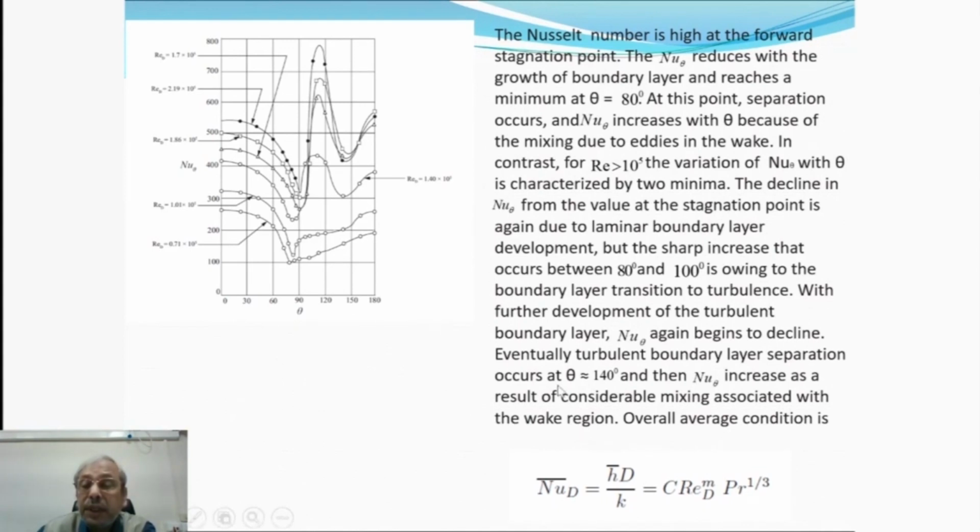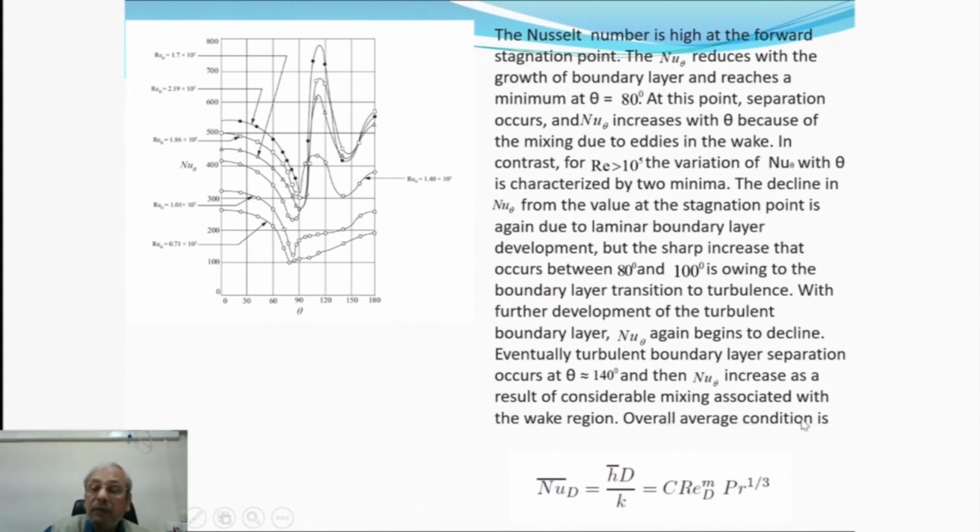And then Nu theta increases as a result of this. Up to the turbulent boundary layer separation at theta equal to 140 degrees, the Nusselt number will decrease, and then again the Nusselt number will increase because of separation of the turbulent boundary layer. Nu theta increases as a result of considerable mixing associated with the wake region.